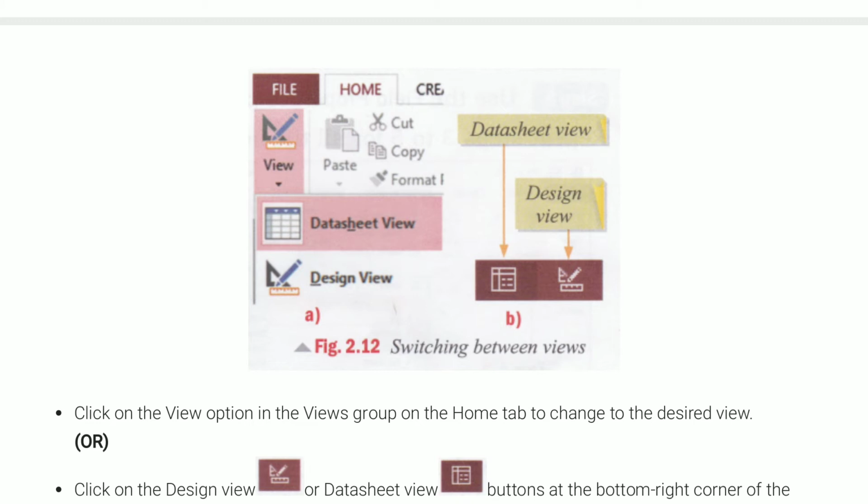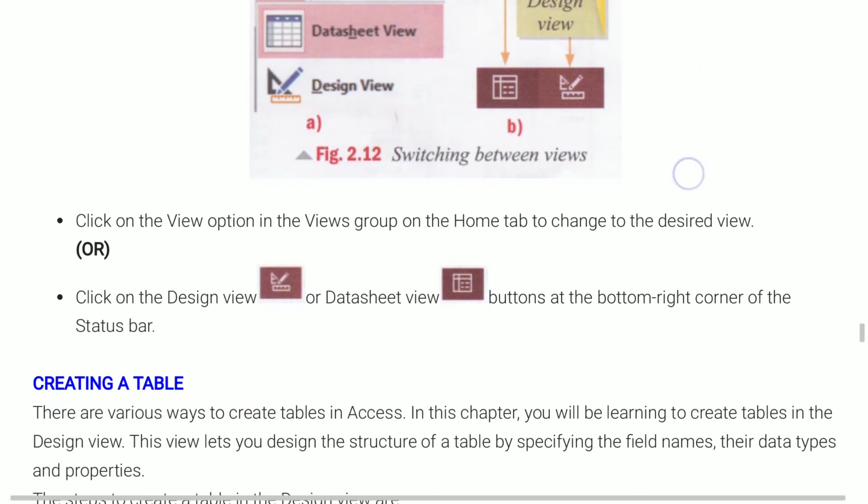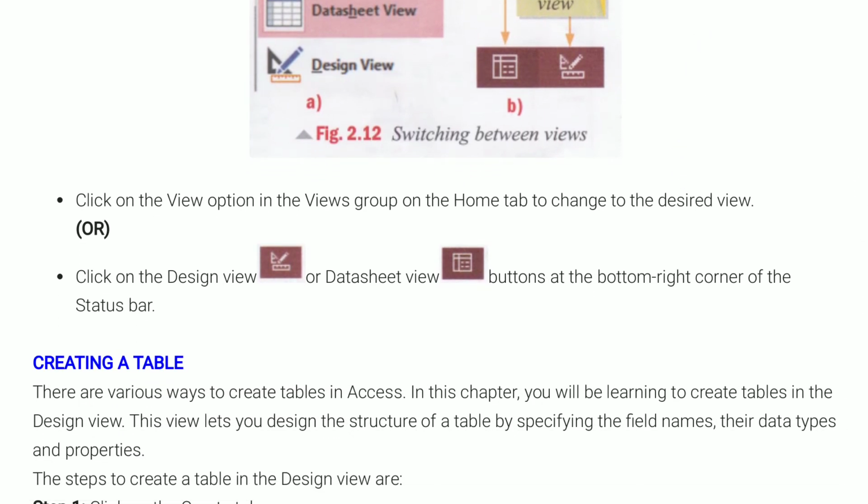The next option in the figure, as you can see on the screen, for changing the view of a table is that we can go to the bottom right corner of the window. At the bottom right corner, two icons named datasheet view and design view are present. Using these two icons, we can change between views of the table anytime. These were the two different ways for changing the views of a table.